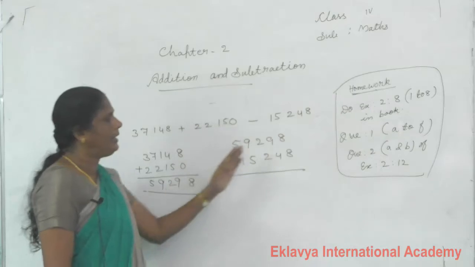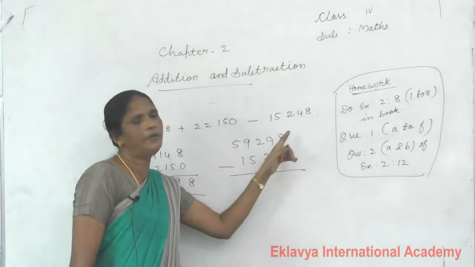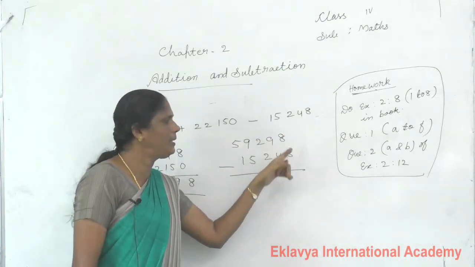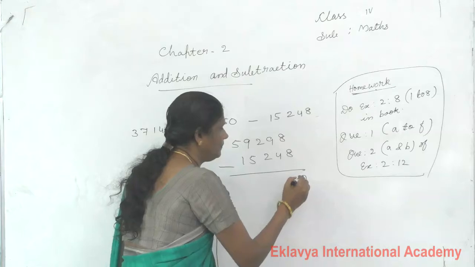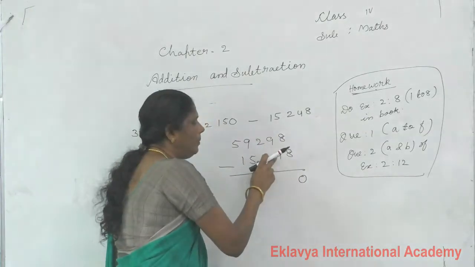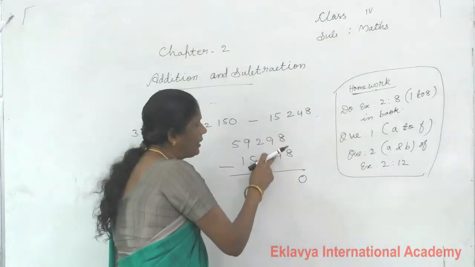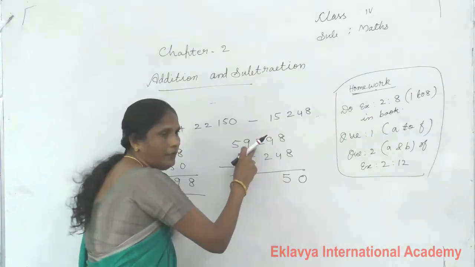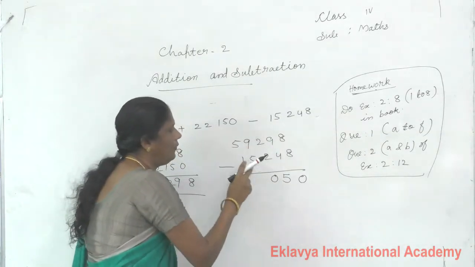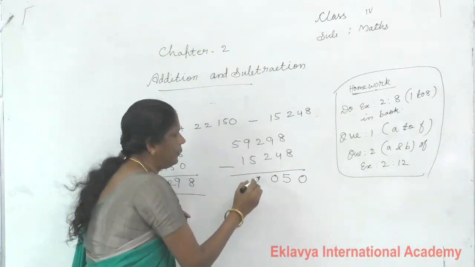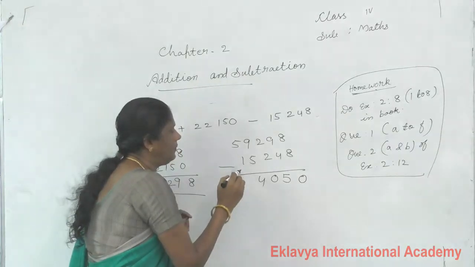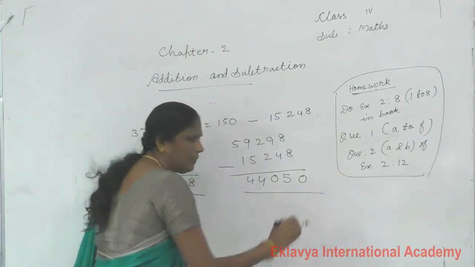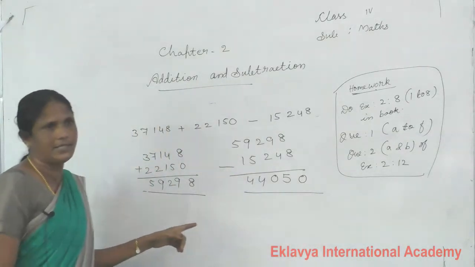Understand? 8 take away from 8, 0. 9 minus 4, or 4 take away from 9, 5. 2 take away from 2, 0. 5 take away from 9, 4. 1 take away from 5, 4. This is our final answer. Understand?